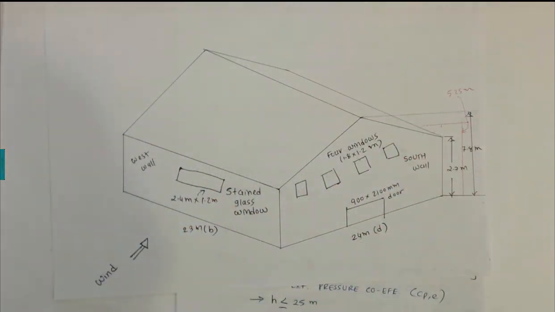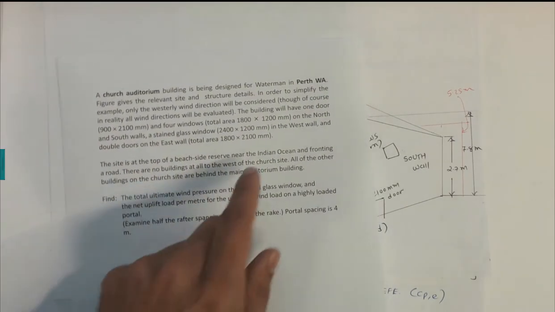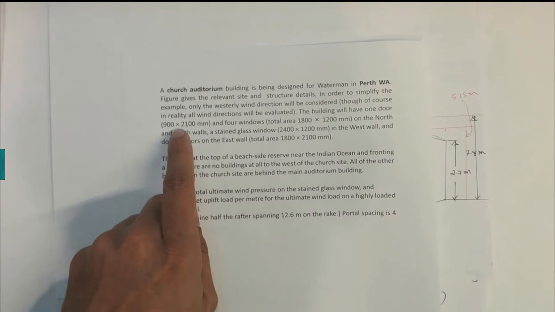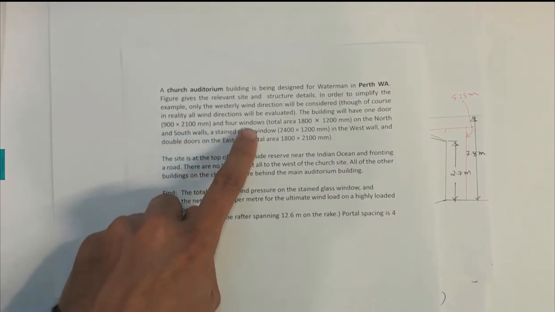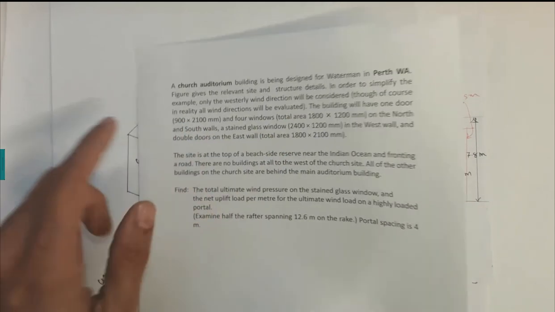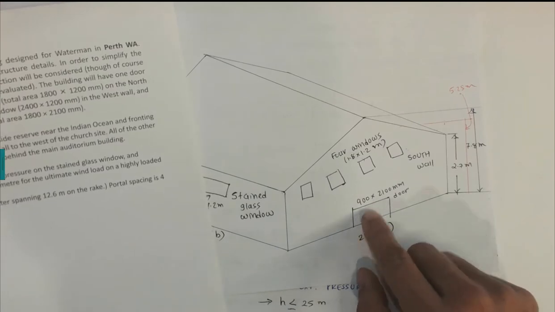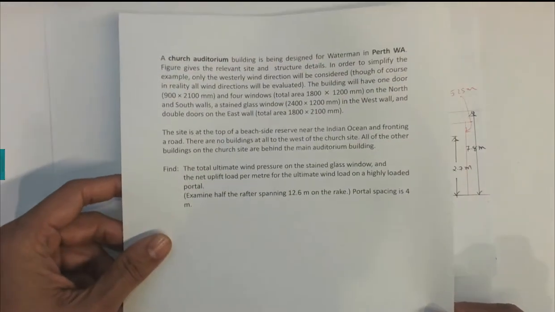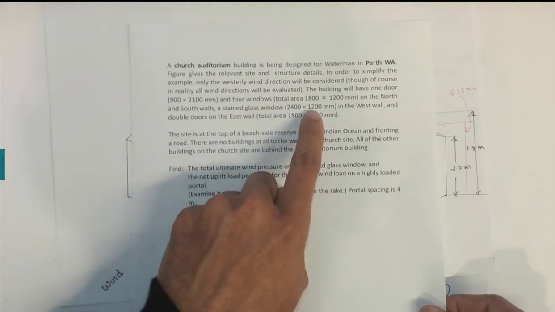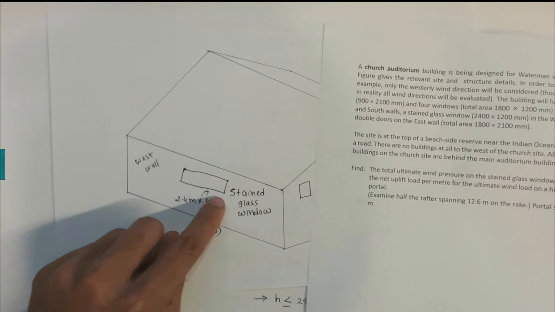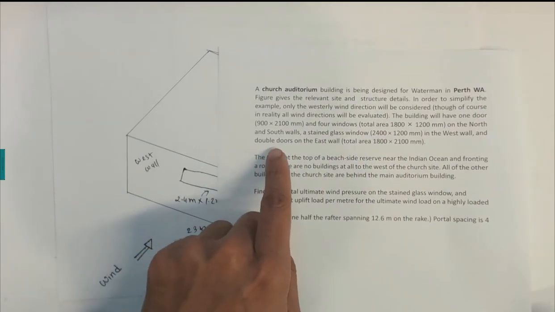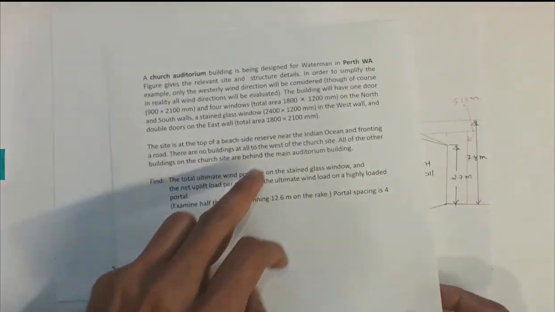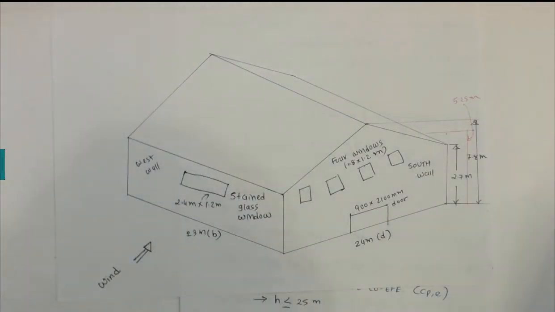In the example description, there are some window descriptions, and only westerly wind will be considered. The building has one door, 9.9 meters by 2.1 meters, and four windows in total area, on the north and south walls. On the south wall there is a window of 1.8 by 1.2 meters, and there is a north wall here. There is a stained glass window, 2.4 meters by 1.2 meters, on the west wall, and on the east wall a double door, 1.8 meters by 2.1 meters.